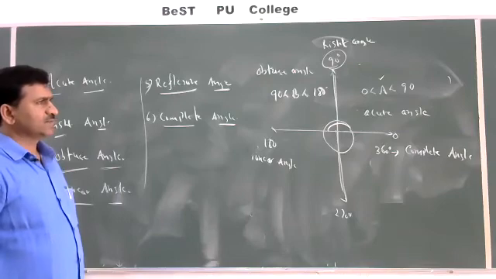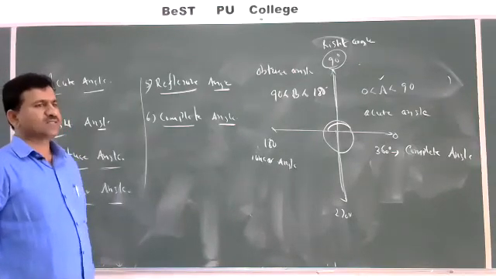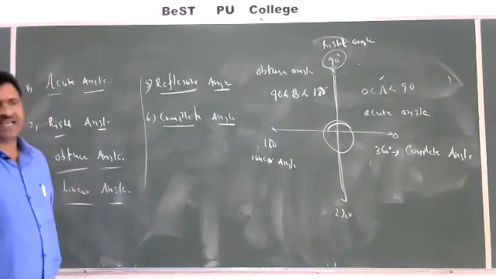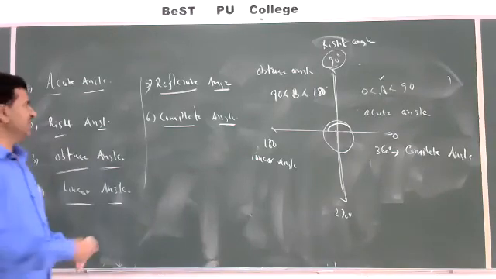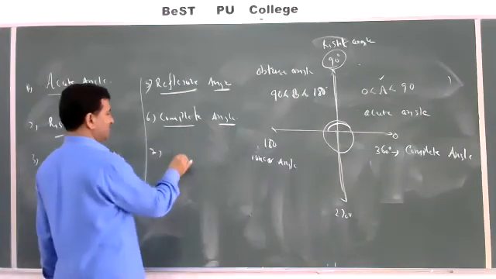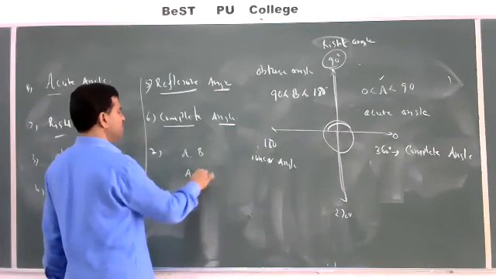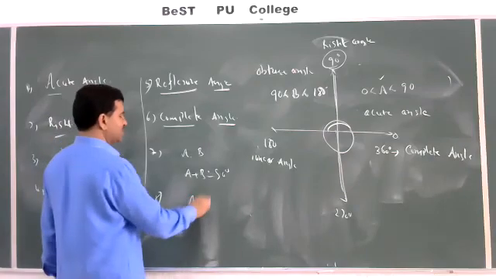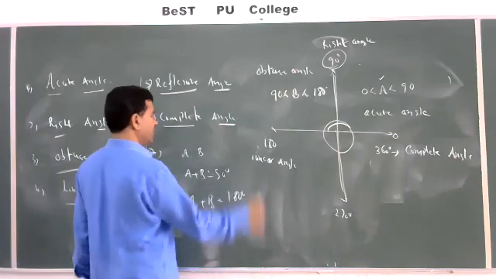Next, another two terms in types of angles. Complementary angles means the sum of the two angles is 90 degrees. Supplementary angles means the sum of the two angles is 180 degrees. Two angles A and B are said to be complementary if A plus B is equal to 90 degrees. Two angles A and B are said to be supplementary if A plus B is 180 degrees.